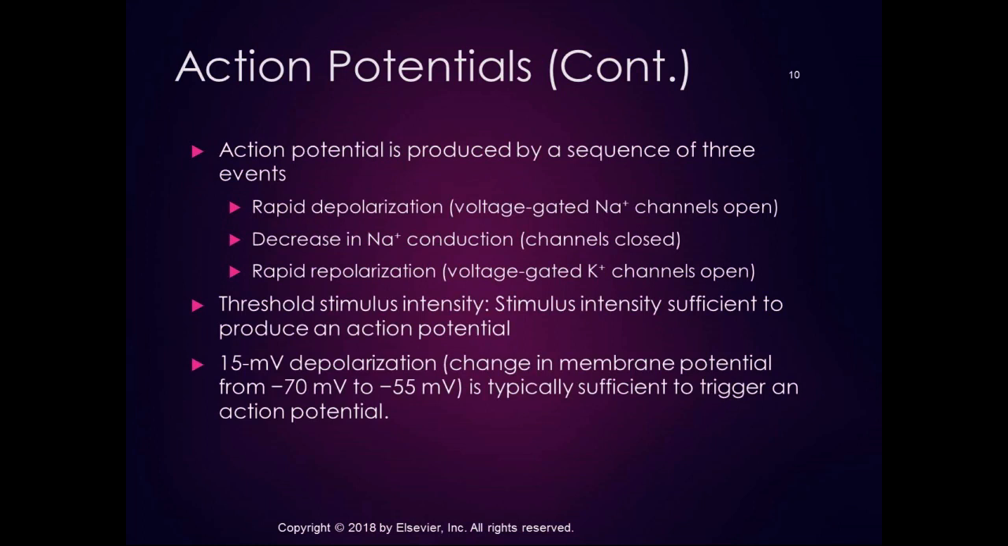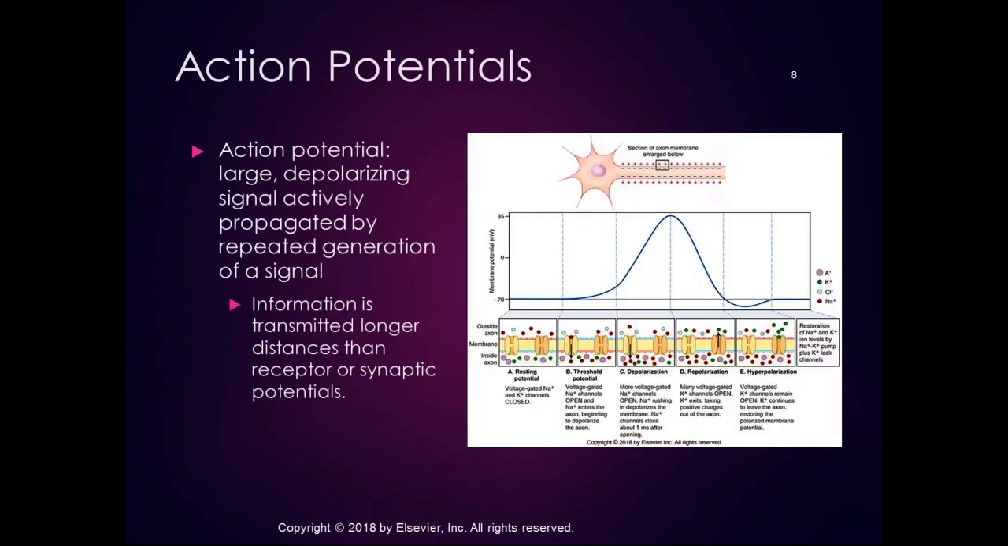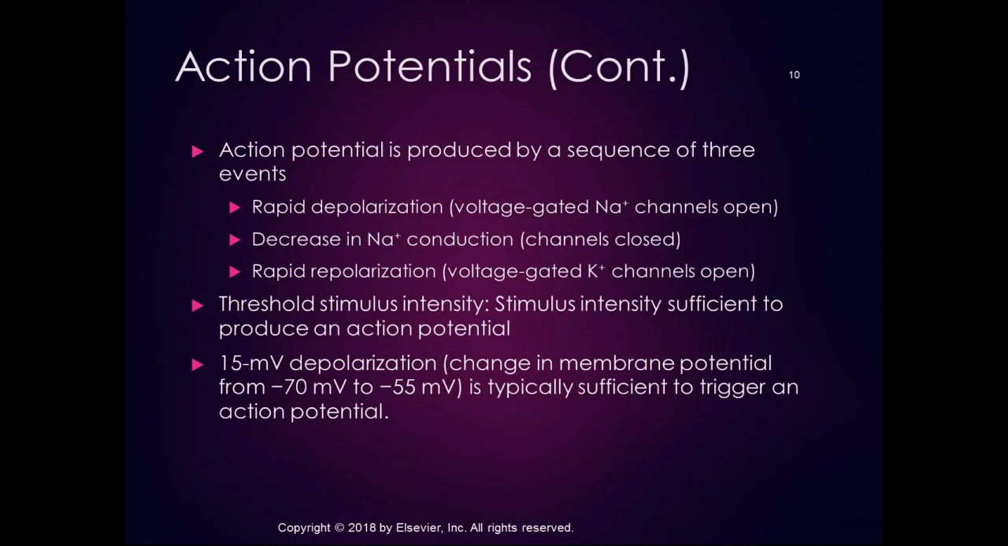So the action potential is produced as a sequence of 3 events. And this is the graph that is a couple slides back. This graph, love that graph. So we get rapid depolarization as voltage-gated sodium channels open. And then we get a decrease in sodium conduction and the channels close. Then we get rapid repolarization where voltage-gated potassium channels open.